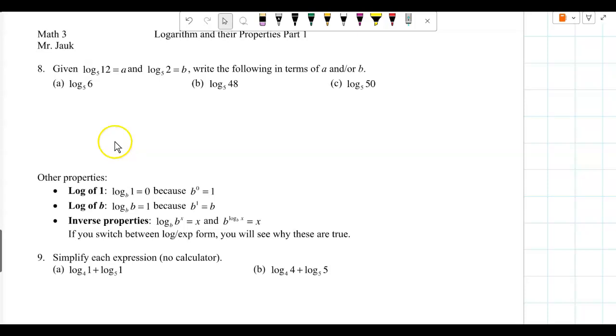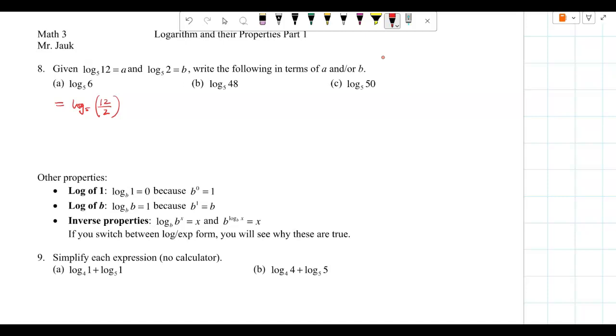Now, given that log 12 to the base 5 is A, log 2 to the base 5 is B, write down the following in terms of A and or B. So first you break it up. You must always break up the thing. So log 6, can you write 6 in terms of 12 and 2? 6 is 12 upon 2. Oh yeah, you can do that.